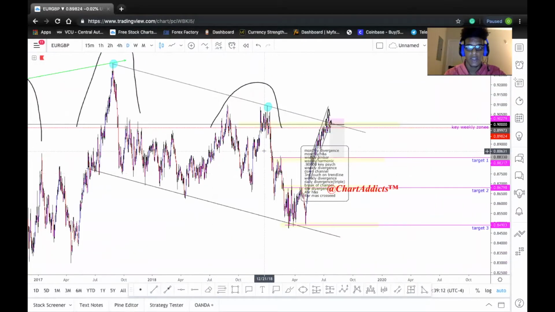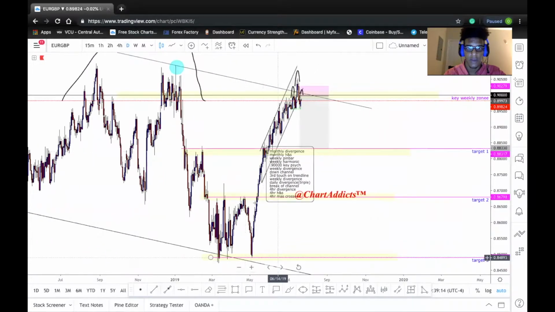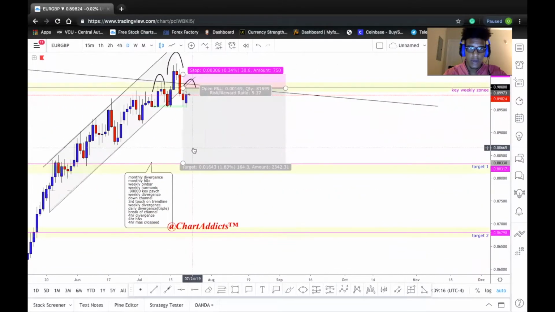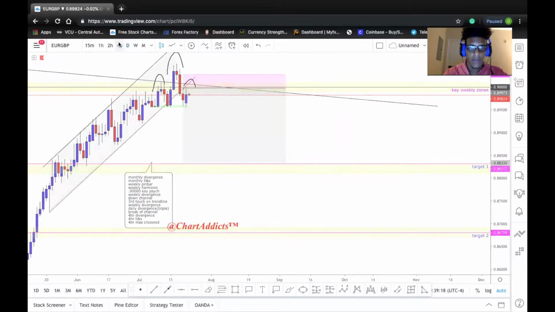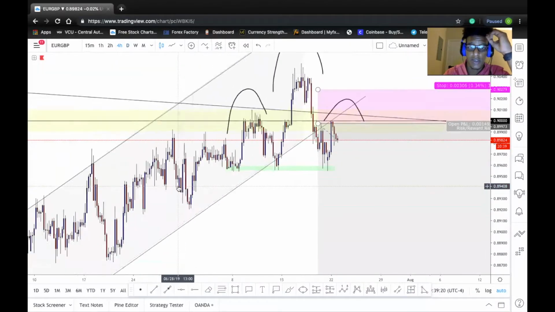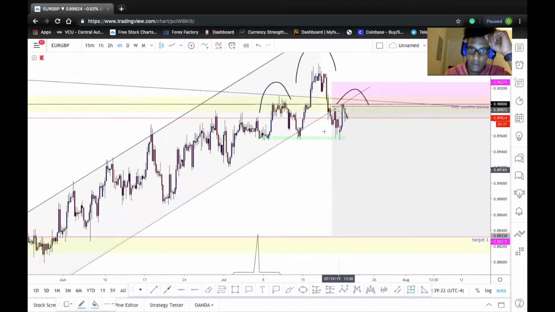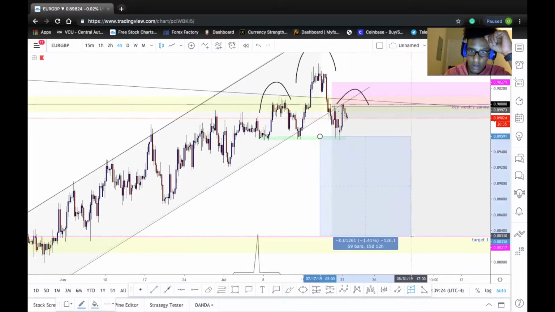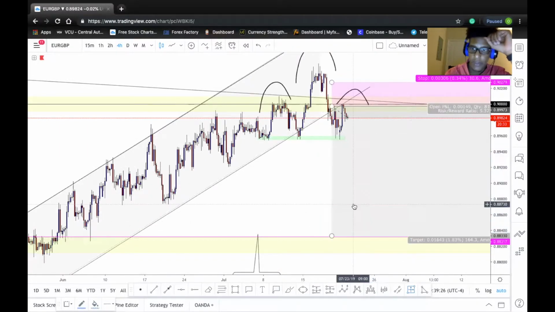So just scaling out to a daily time frame, again, if we do see the break of this green zone, we could potentially get 130 pips to our target 1.